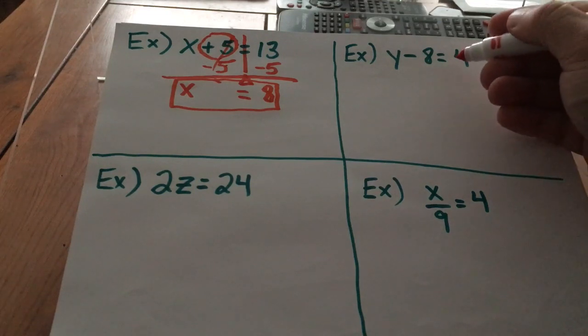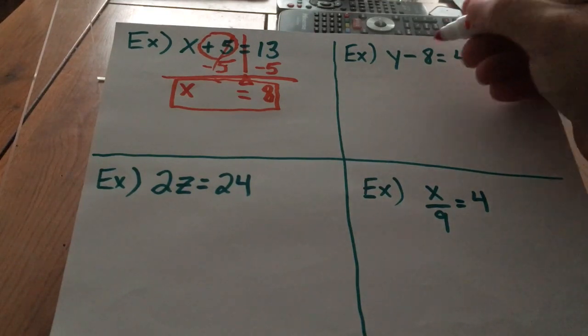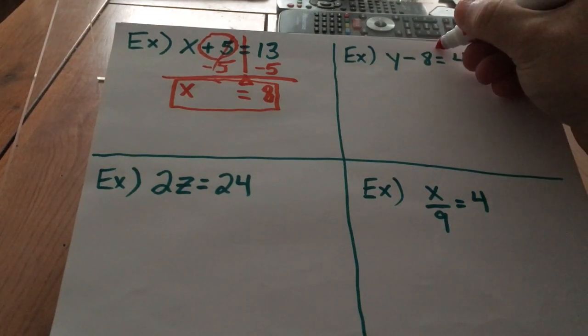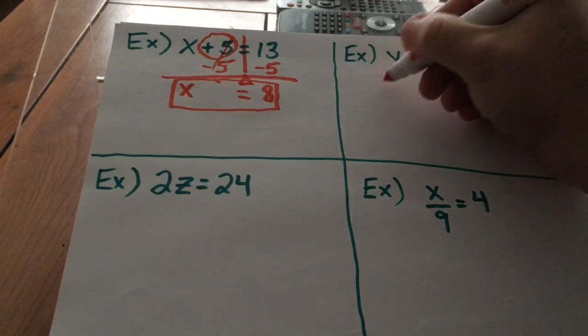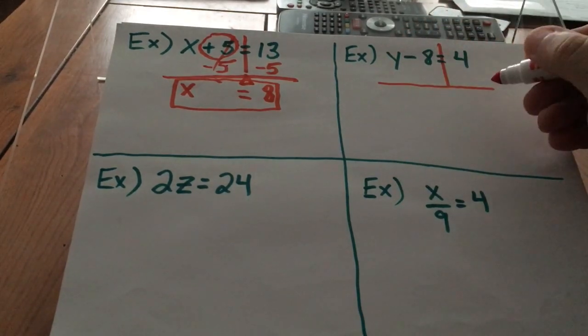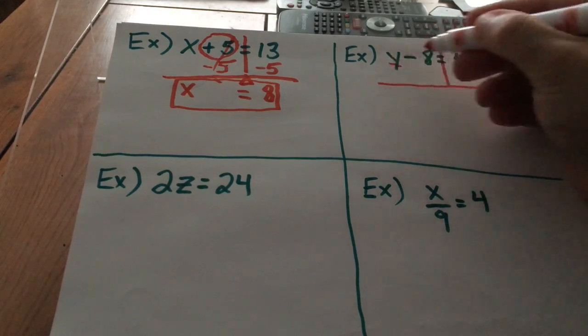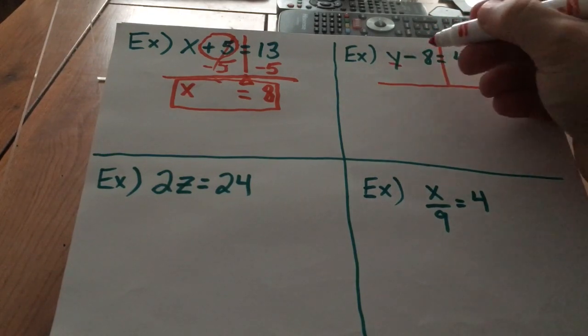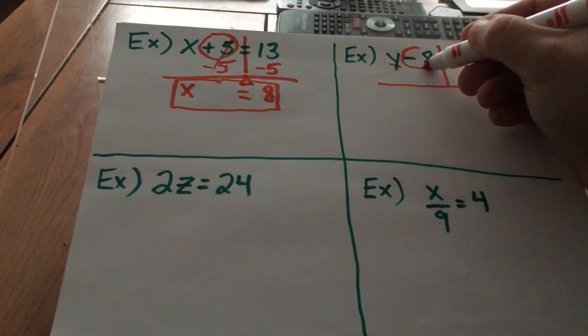Same sort of thing will apply over here when we're trying to solve this one. We have y minus 8 is equal to 4. So what I'm going to do, I'll draw my little line here. I'll cross it. All right, I look here. This is what I'm trying to isolate. I'm trying to get y by itself. So I have to undo this operation.